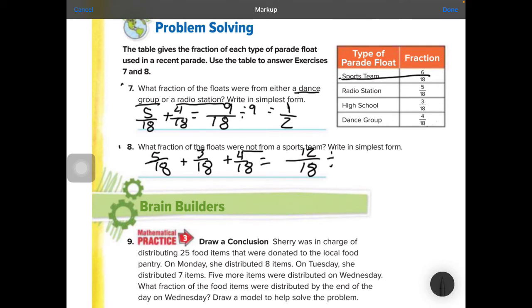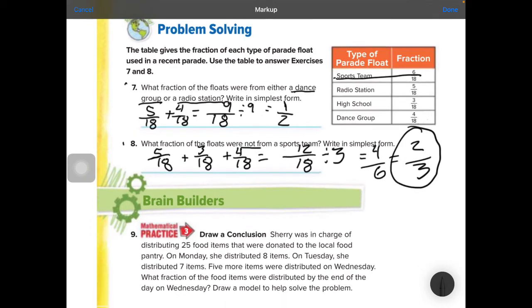Now we've got to look at that and decide. I can divide them both by 3. So 12 divided by 3 is going to be 4, and 18 divided by 3 is going to be 6. Oh, I can still divide that down. 4 divided by 2 would be 2, and 6 divided by 2 is 3. Whew! That is our final answer of all the fraction of floats not from a sports team.